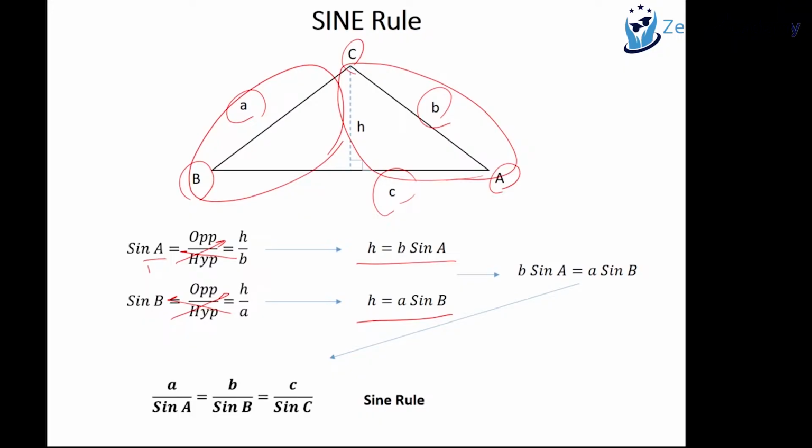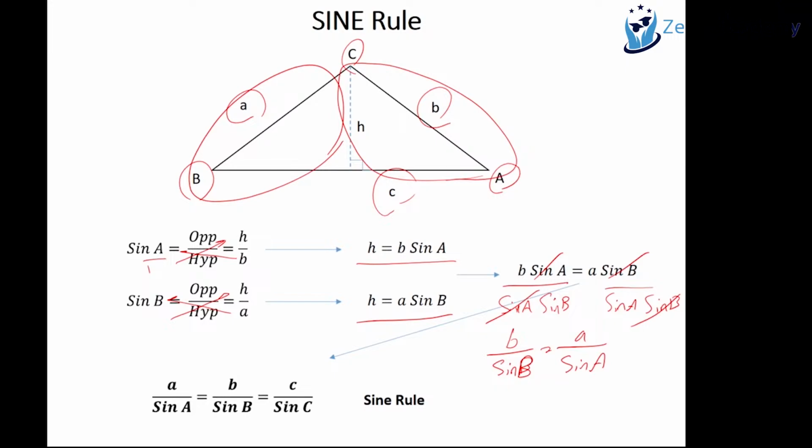If I equate these two h's to each other, I'm going to end up with b sine A equals a sine B. Now if I divide both sides by sine A sine B, these two sines cancel out, so I'm going to end up with b over sine uppercase B equals a over sine uppercase A. So you could develop the same sort of equation for the last one as well.